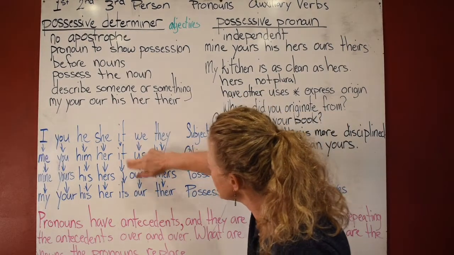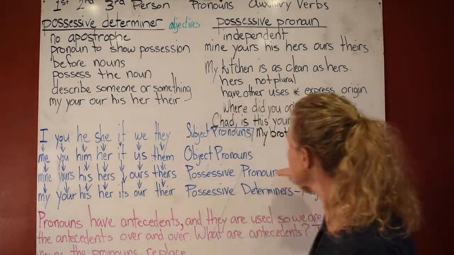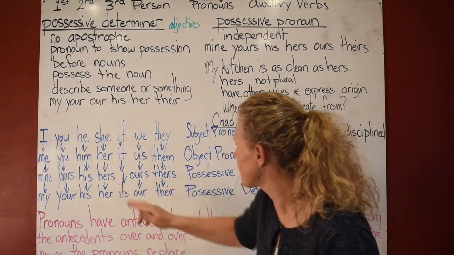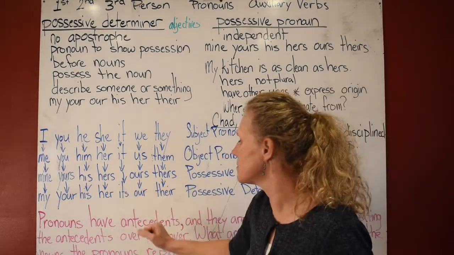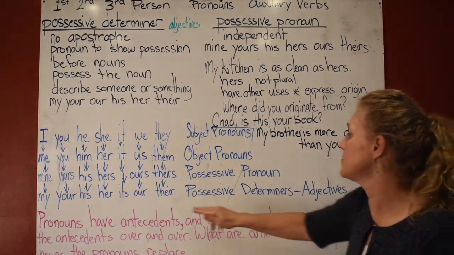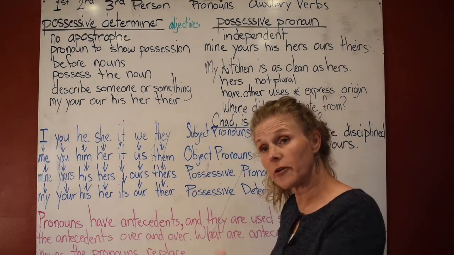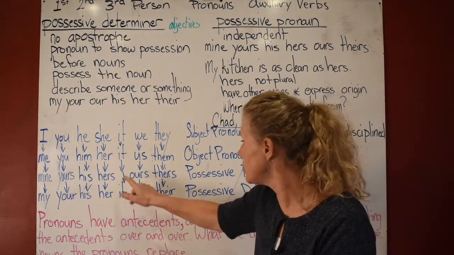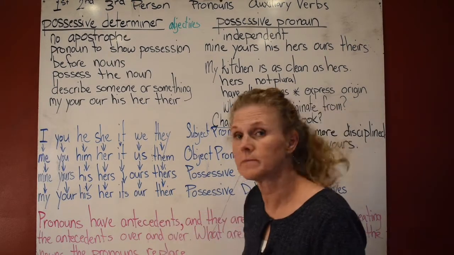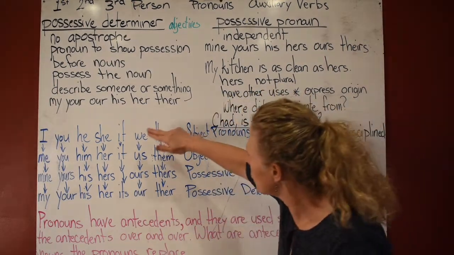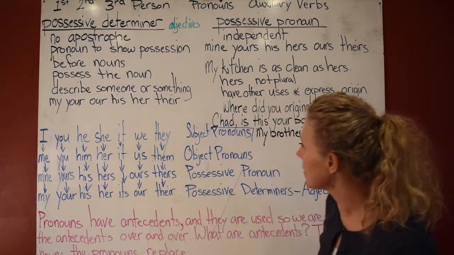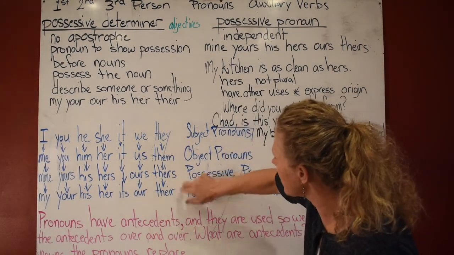Also, look at this. It, and look, there is no possessive pronoun right here that can stand alone for it. So they're possessive determiners, and they go in front of your noun. But you don't have a possessive pronoun for its or it. Okay, does that make sense? We have we, us, ours, and our. Right there. They, them, theirs, and their.